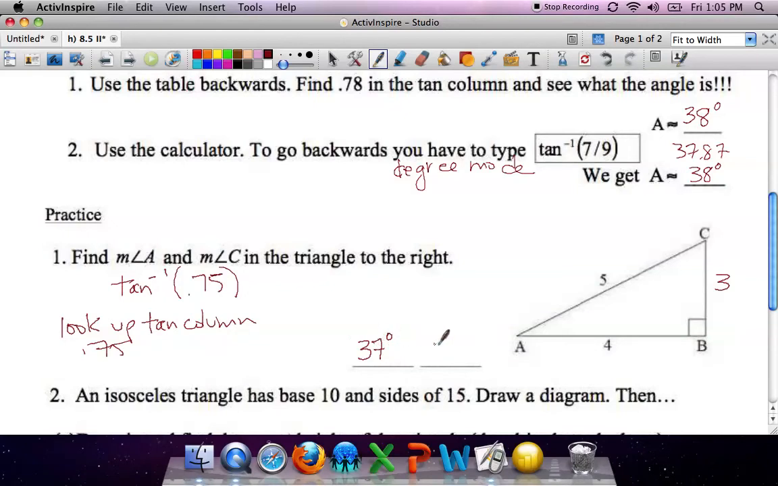Now, to find the other angle, if this is 37 degrees, since it's a right triangle, you know that this one has to be complementary, or 53 degrees.